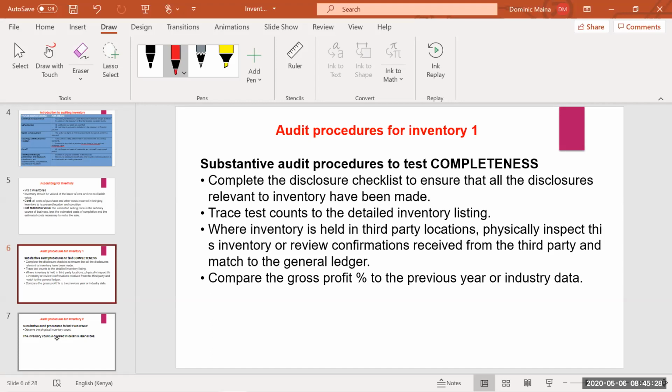Now, you as the external auditor, what do you do? Your work is more towards doing what is called a test count. If, for example, a client has said that we have audited, let me just get my board here.